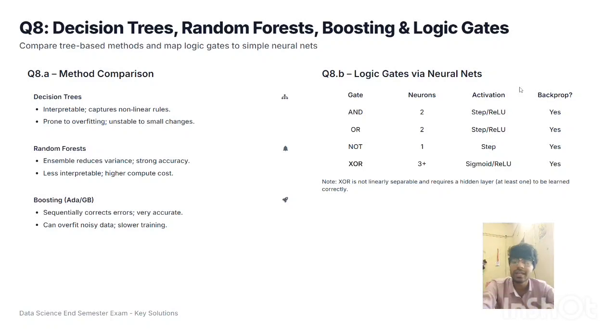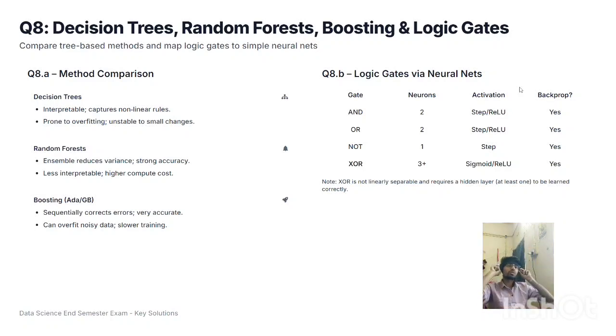The third weakness, the random forest weakness, is that it is less interpretable than a single tree and computationally expensive with many trees. Now the third is boosting methods, like AdaBoost and gradient boosting. The strength is that they often achieve the highest accuracy by sequentially improving on the weak model, and the weakness is that they are more prone to overfitting than random forest and slower to train because it's sequential, not parallel.